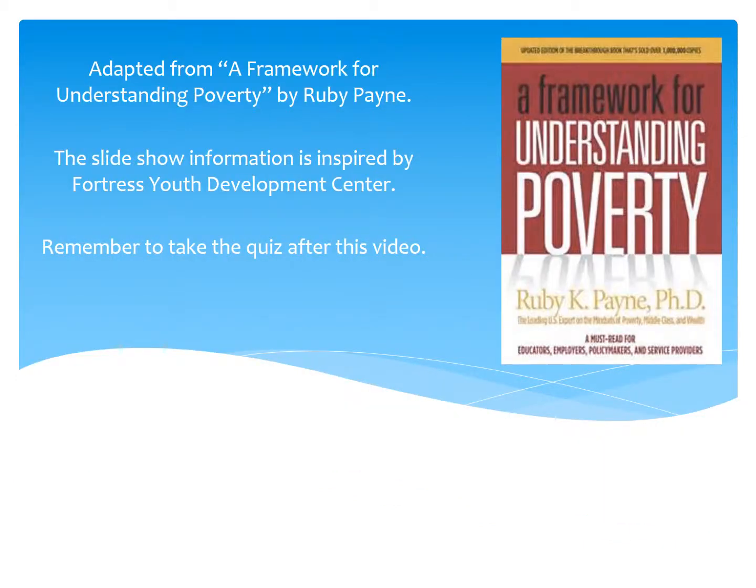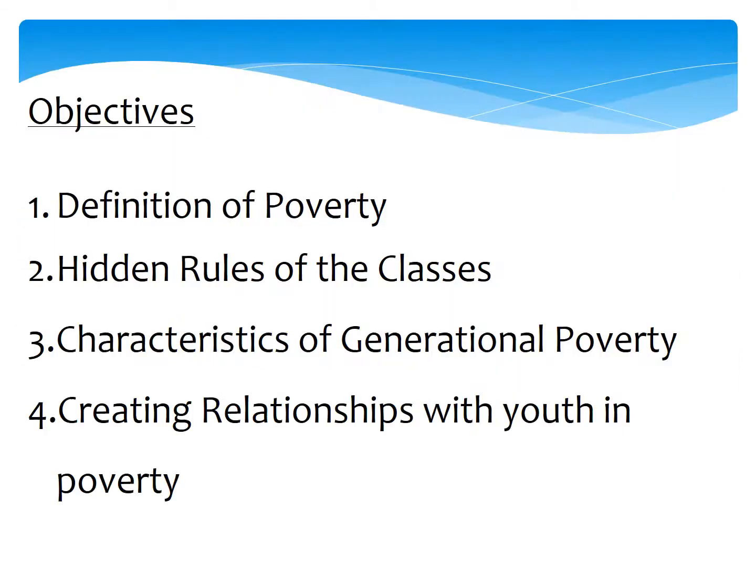This training is adapted from A Framework for Understanding Poverty by Ruby Payne, and the slideshow information is inspired by Fortress Youth Development Center. If you are interested in learning more about the mindset of poverty, I would highly recommend reading Ruby Payne's book. Today we are going to be talking about the definition of poverty, the hidden rules of the classes, characteristics of generational poverty, and creating relationships with youth in poverty.